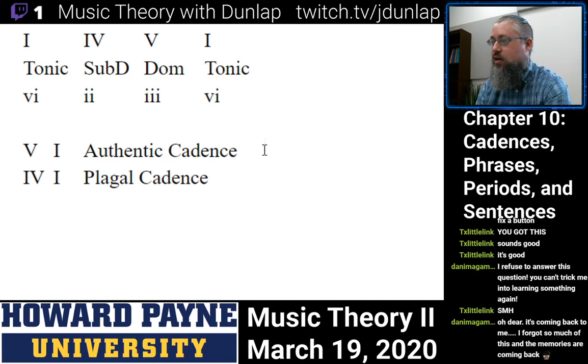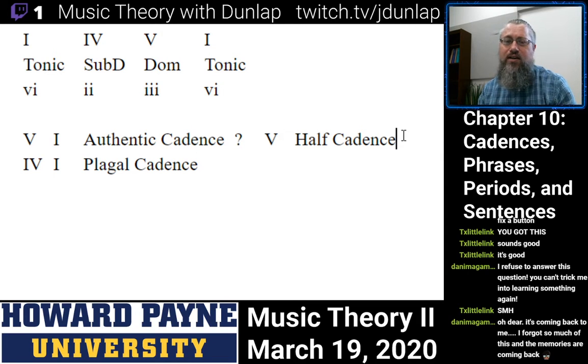If I stop on a 5 chord, usually 4, sometimes 1, sometimes replacements for either of those, that's a half cadence. Because of the nature of the functions of the chords, the dominant function of 5, meaning that it wants to lead to the tonic, means if we stop on 5 at the end of a phrase, then it is a half cadence because we are halfway to our goal.